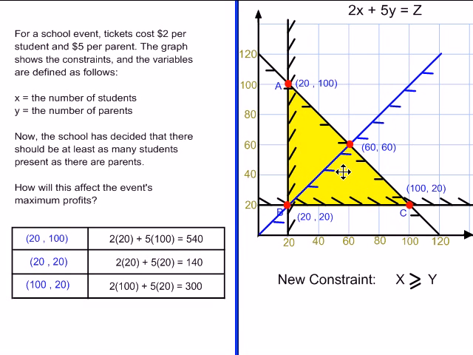That changes the shape of my polygon. It creates a new vertex, which I have right here, and the new vertex is x equals 60, y equals 60.